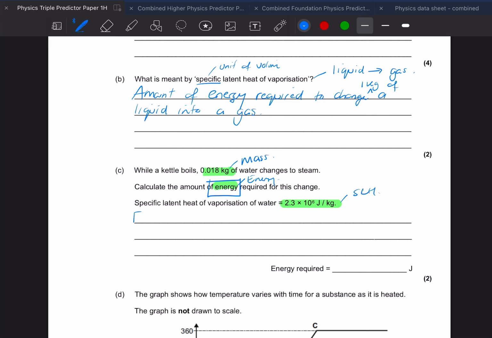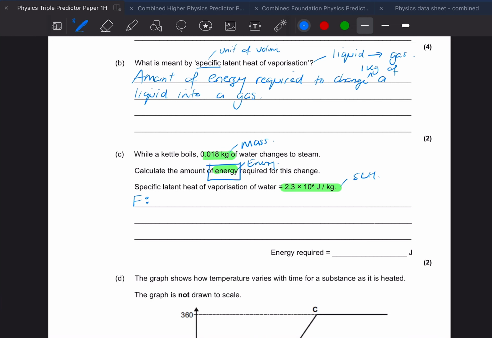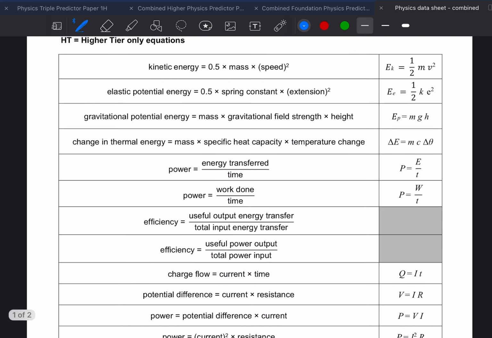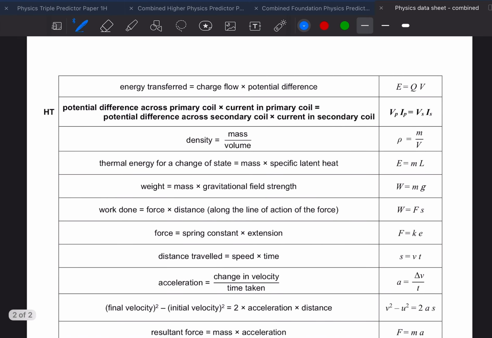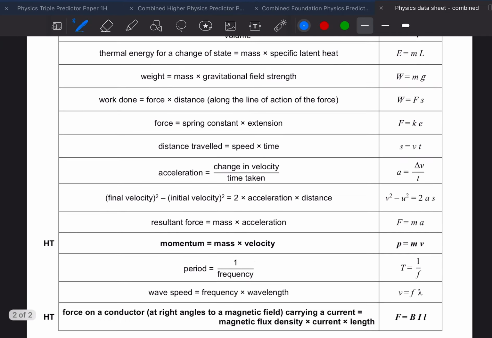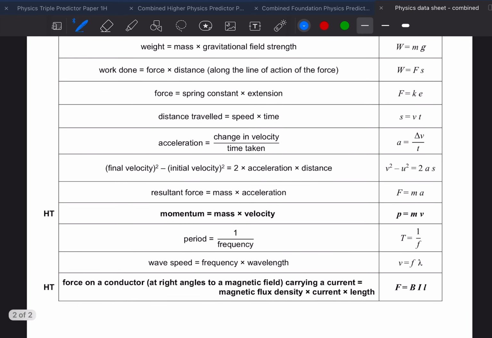And we have got our specific latent heat. So the first thing we need to do is find the formula. Specific latent heat. And again, there's only one of these. So let's look it up on the data sheet. Let's have a look. Specific latent heat. So we scroll through. Can't see anything there. Can't see anything. Have I missed it?